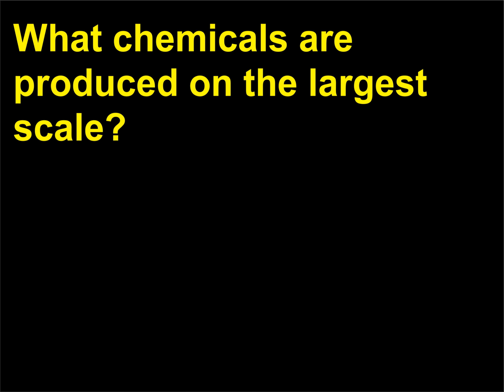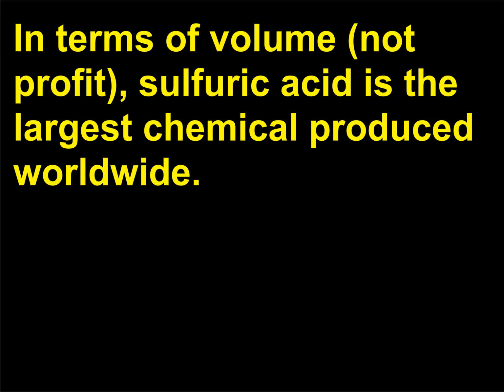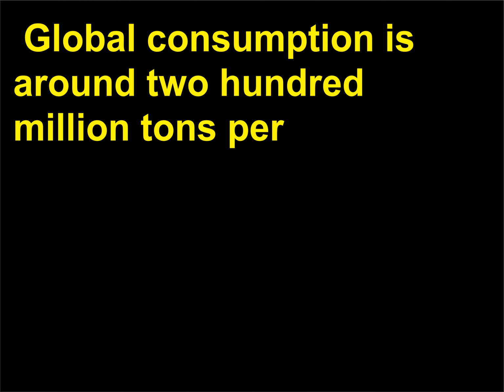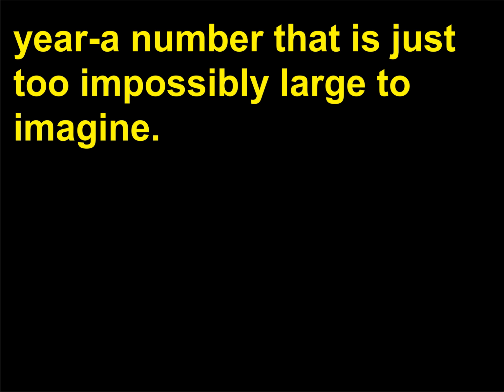What chemicals are produced on the largest scale? In terms of volume, not profit, sulfuric acid is the largest chemical produced worldwide. Global consumption is around 200 million tons per year, a number that is just too impossibly large to imagine.